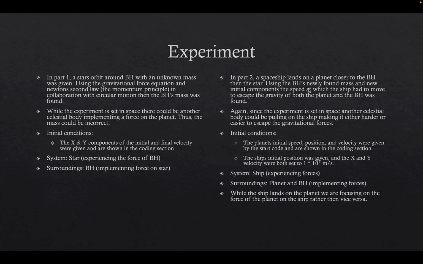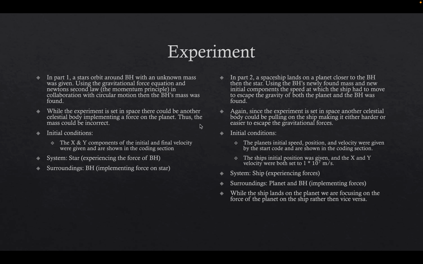In part 2, the goal was to find the initial components of speed for the ship. With the initial conditions given, we were given the planet's initial speed, position, and velocity, and then we were able to change the ship's initial x and y velocity, and its position was given. So I thought that the system was the ship in this, and the surroundings were the planet and the black hole, since they were implementing forces on the ship. While the planet does have a force implemented on it from the black hole and the ship, because we're more focusing on the ship and its updated position and velocity, I thought that the planet should be in the surroundings.